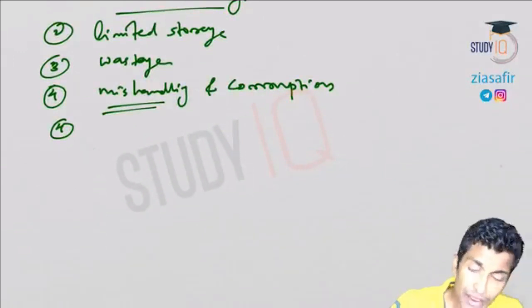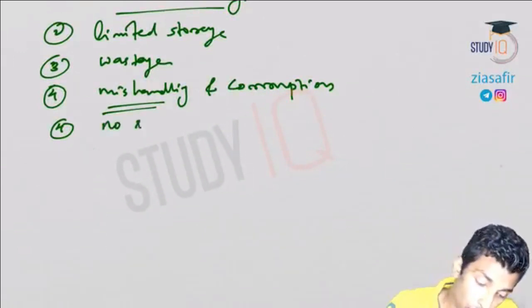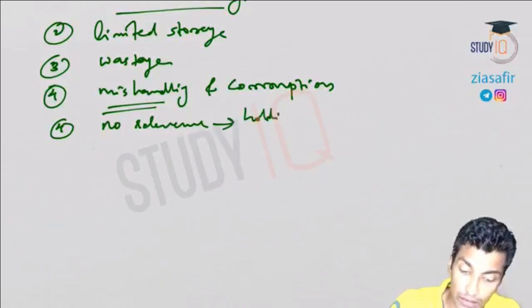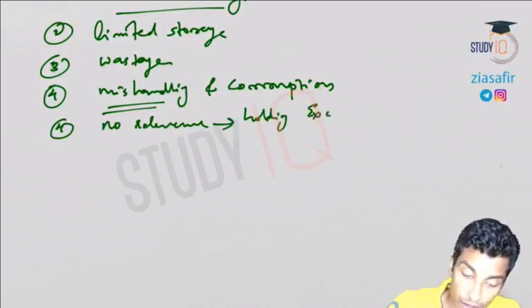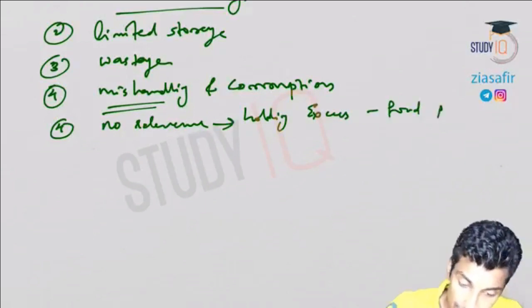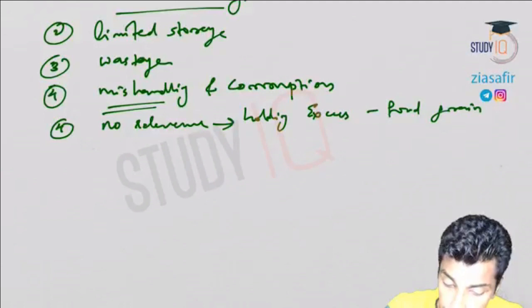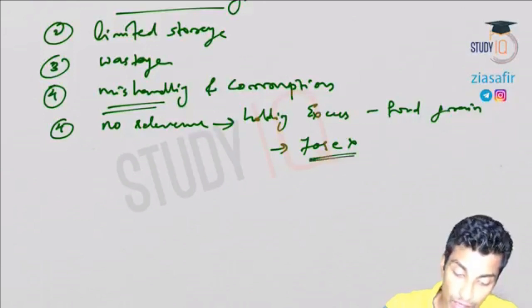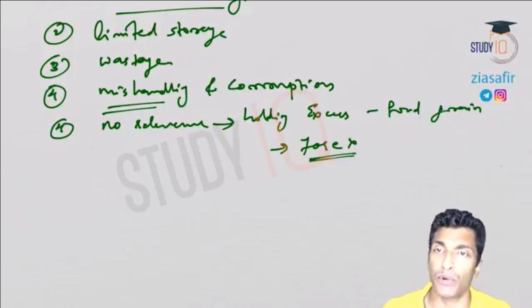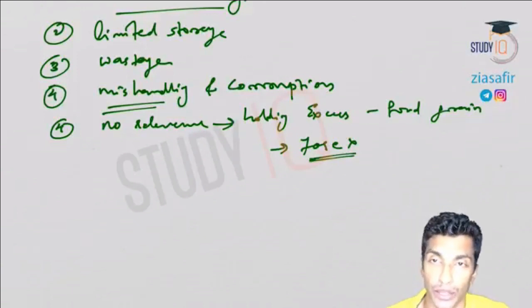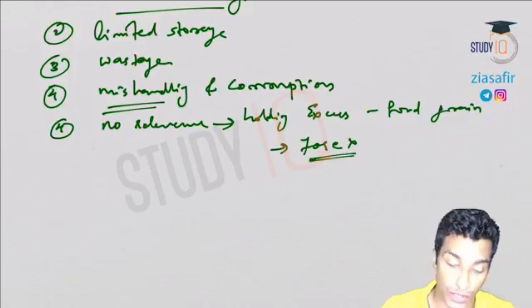So I would write here we have no relevance for holding excess food grain or excess stock that lead to wastage. So in this situation where you have better forex, you can import. There is no problem. No point in holding this much food grain also as a buffer stock.